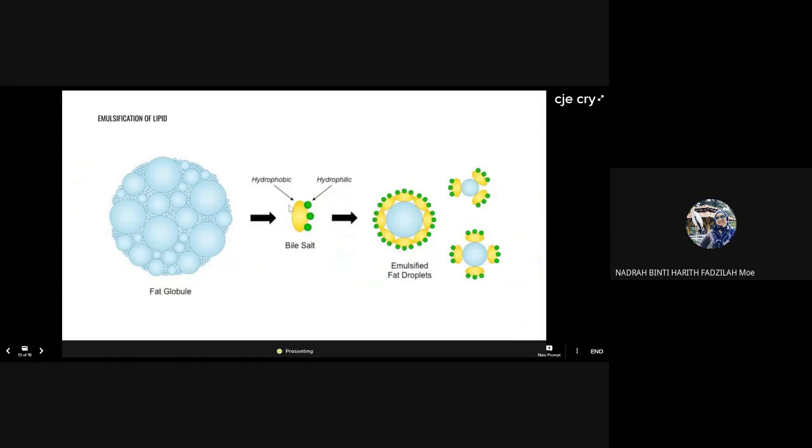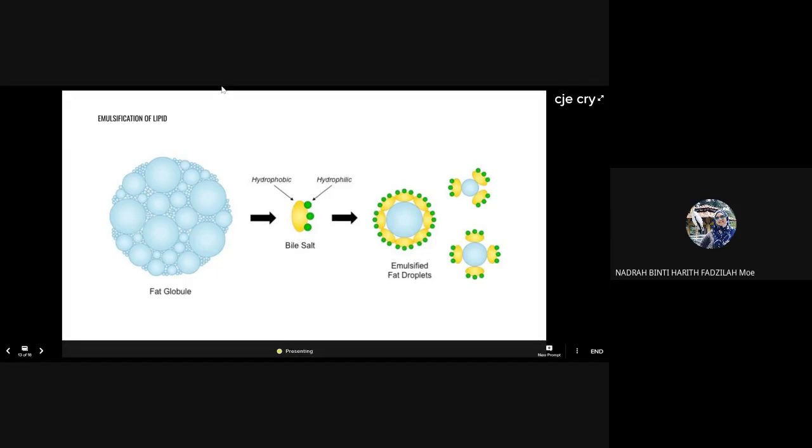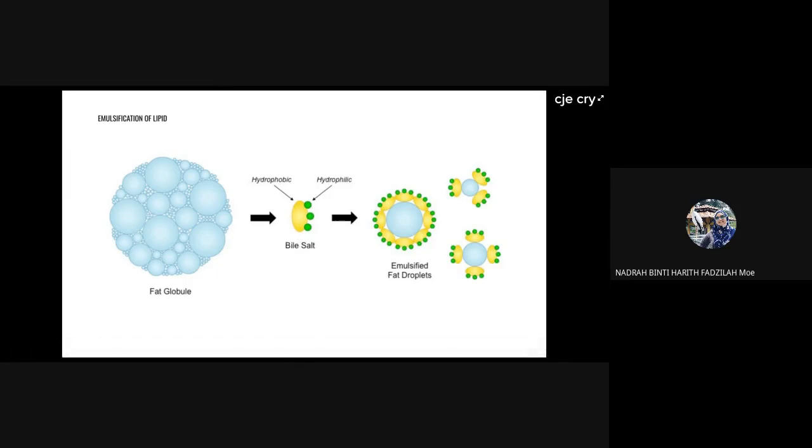Ini dalam gambar ni, ini yang dimaksudkan dengan emulsification of lipid. So when the fat globule reacts with bile, the bile will sort of cut the fat into small pieces, kan, into small pieces, so that it will become small fat droplets. And as we all know, the smaller the size, the higher the surface area for reaction. Mari kita tengok enzymes pula, kan?